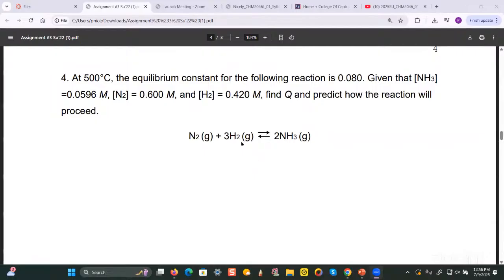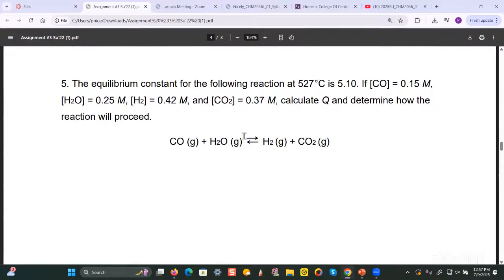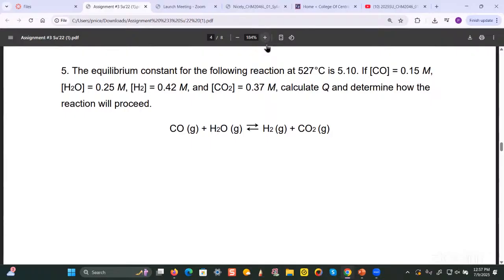Okay, so let's move on to number 5. In the case of number 5, they gave you the KC for the system, and they said the carbon monoxide concentration is 0.15, that for water is 0.25, for hydrogen is 0.42, and for carbon dioxide is 0.37. Again, same thing, determine Q, right? So what is Q equal to? Let's hear what you have to say about it.